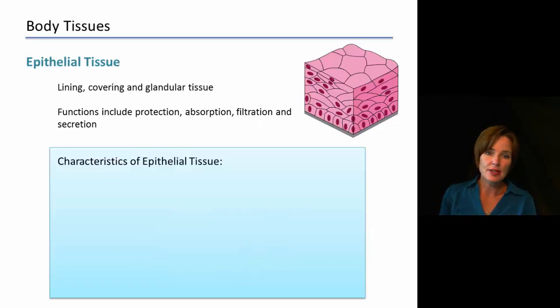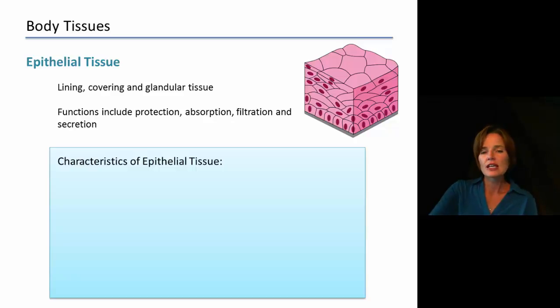So first up is the epithelial tissue. Epithelial tissue is also called epithelium, and this is lining, covering, and glandular tissue. The functions of this tissue are primarily protection, absorption, filtration, and secretion, because again, it is primarily a lining or a covering.